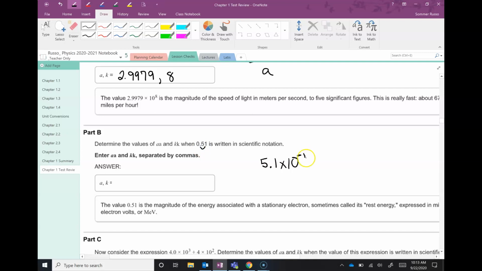1. So that's going to be a 1. Following the directions again, this is A and this is K. So the answer is 5.1, comma, -1.